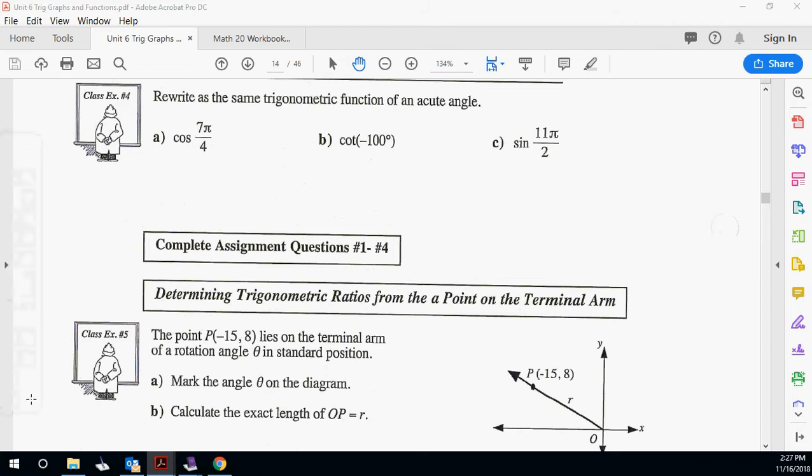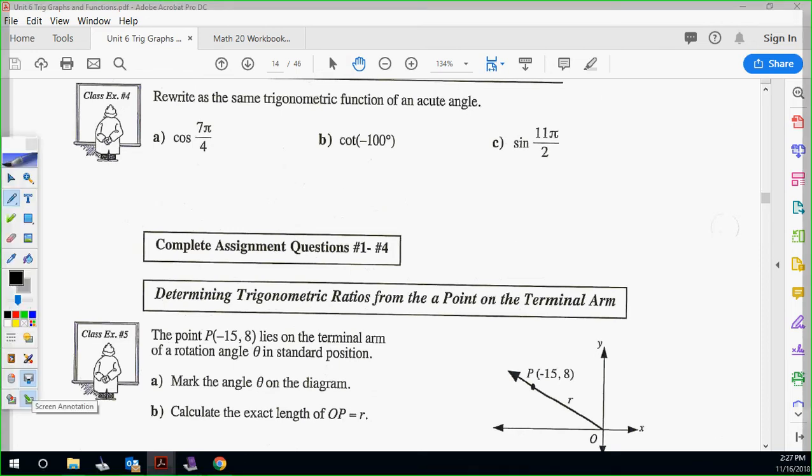So cosine of 7 pi over 4. Where is that at? Well, that's almost 2 pi, right? Because 2 pi is 8 pi over 4. So we're just a sliver away, right here. That's where 7 pi over 4 is. So is cosine positive or negative there? Positive. So we know our answer is going to be positive. Now, what's the reference angle? How close is it to finishing at 2 pi there? Pi over 4. So then your answer is simply cosine of pi over 4.